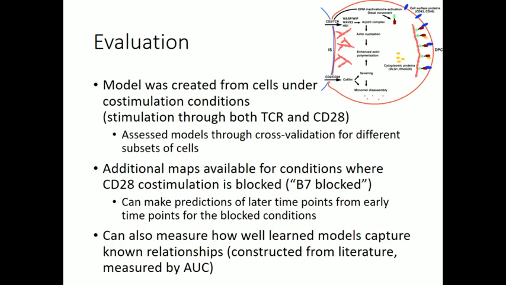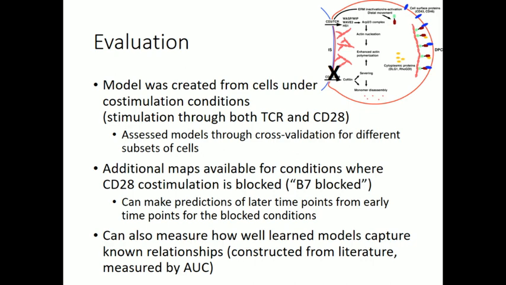Now, here's where the key comes in, I think the most important finding. We also had movies for cells under different conditions where the co-stimulation through the CD28 receptor was blocked, okay? And those movies were not used to learn the model. But what we could ask is, if we take, for example, the first two time points of the blocked movie, can we use the model to predict the next time point for the blocked condition? Okay.